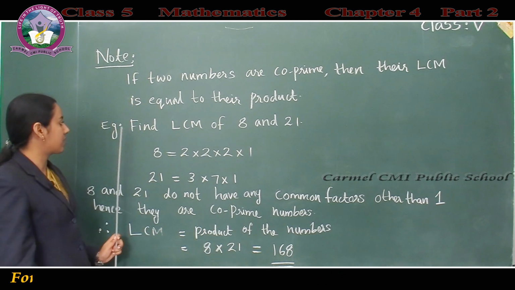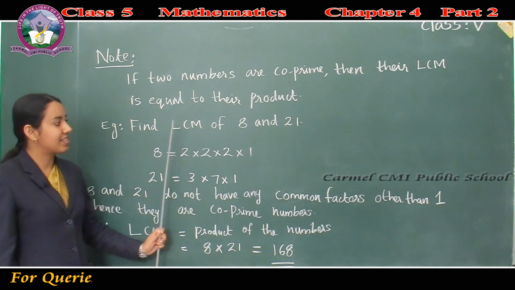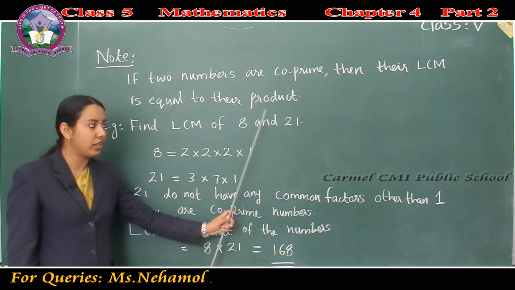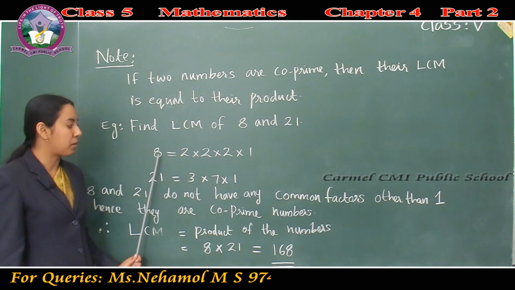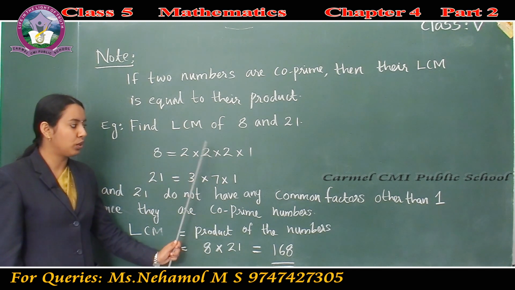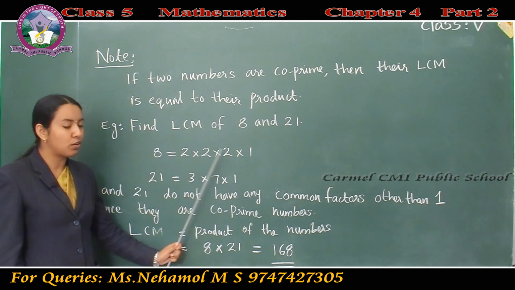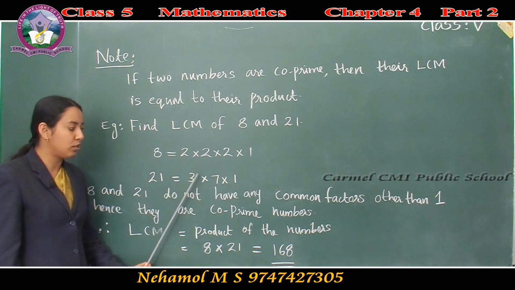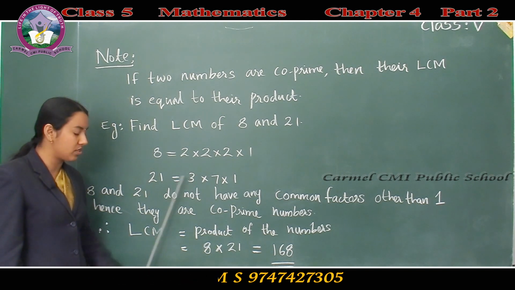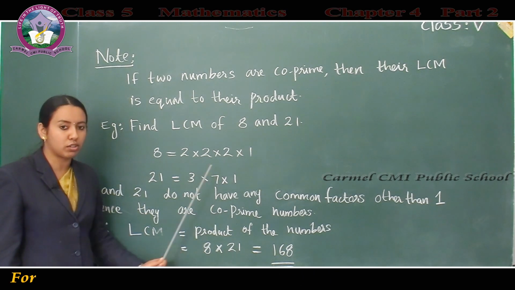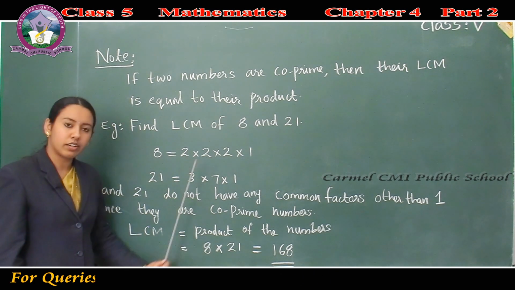Then consider an example. Find the LCM of 8 and 21. Prime factorization of 8 is 2 into 2 into 2 into 1. 2 2s are 4. 4 2s are 8. Then 21 is equal to 3 into 7 into 1. We know that 1 is a factor of all numbers, so we can write 1 also there.